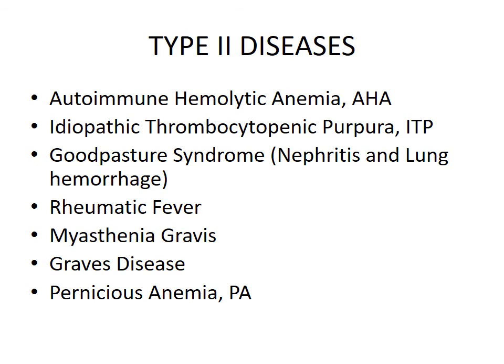Myasthenia gravis, with antibodies against cell junctions; and Graves disease, where antibodies against thyroglobulin are formed against the follicular cells of the thyroid, and they result in Graves disease; and pernicious anemia similarly.